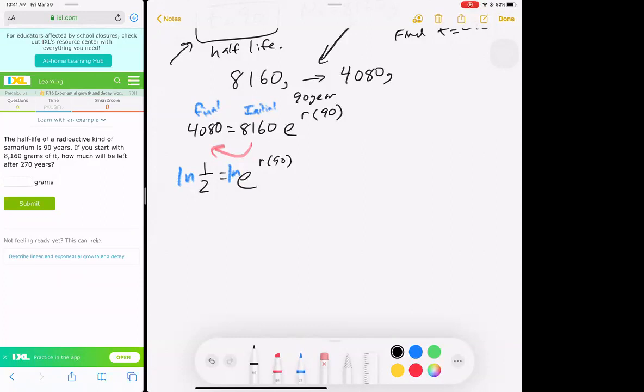Ew. So natural log of 1/2. As we talked about before, the whole reason why we use natural log is because that cancels out, because they're inverses of each other. So we're left on the right side with 90R.